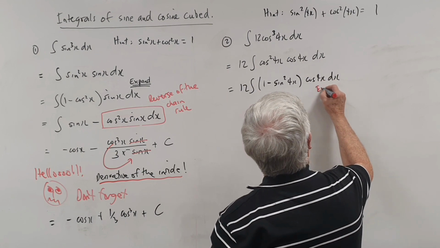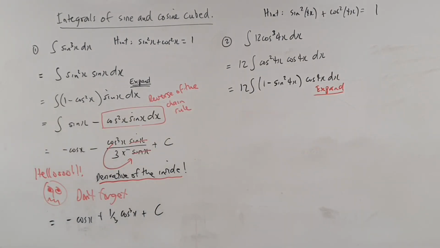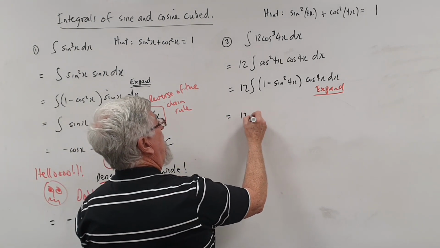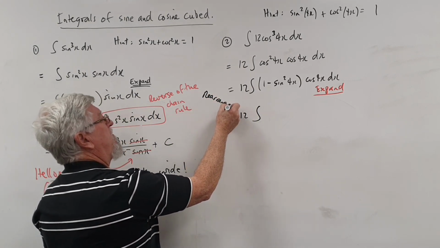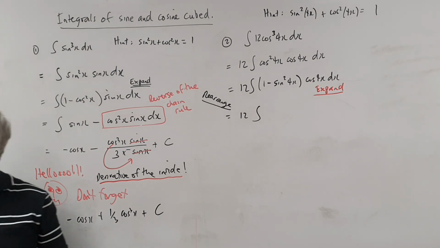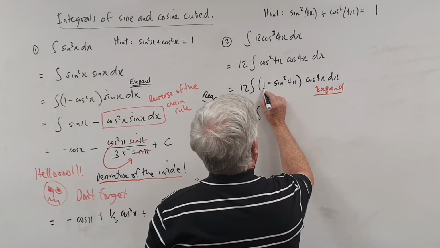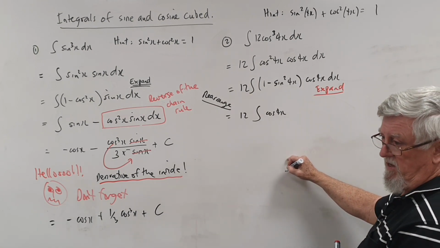Then we've got to expand. Expand what? The brackets, the stuff in the integral. We still haven't done anything except rearrange, until we can do something with it. So 1 times that would be cos 4x, and you go, that's easy. I can get the integral of cos 4x.